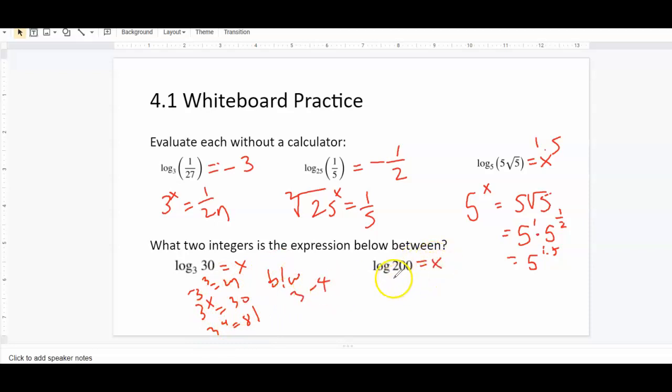Set that equal to x. What's the base? 10. 10 to the x power is equal to 200. Well, I know that 10 squared is 100. 10 cubed is 1000. So it's between those two. That means x must be between 2 and 3, particularly close to 2.